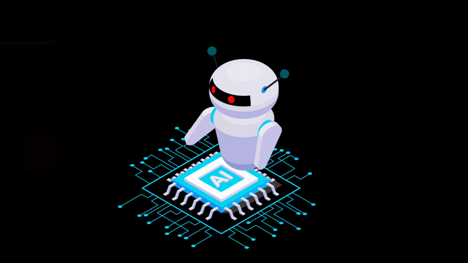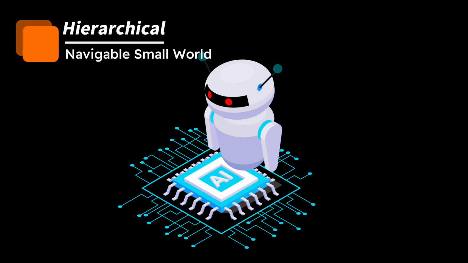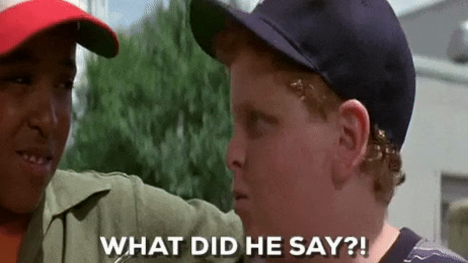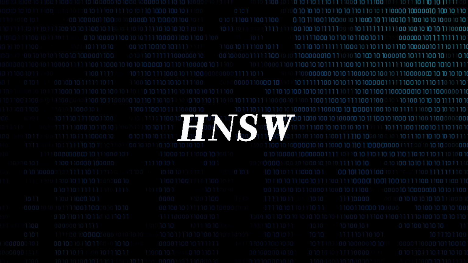Now we've reached the final data structure on this list. And if you're interested in AI, this is the one you need to know. Hierarchical, Navigable, Small World. I know, it's a hell of a name compared to the other structures on this list, so I'll just call it HNSW.